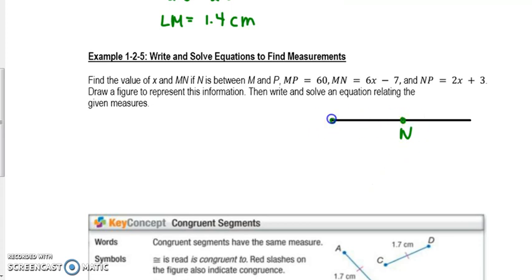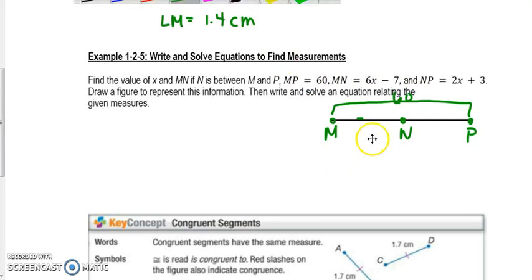And then between M, so M's at the end, and P. And it's not necessarily in the middle, but for now we can just go ahead and put N between M and P. So MP is the total, and it looks like that's 60. Then we know MN, so we're going to put that on our picture here, is 6x minus 7. And we know NP is 2x plus 3. So this left side plus this right side is going to equal our 60. So we're going to set that up.